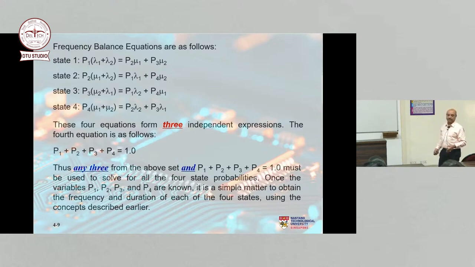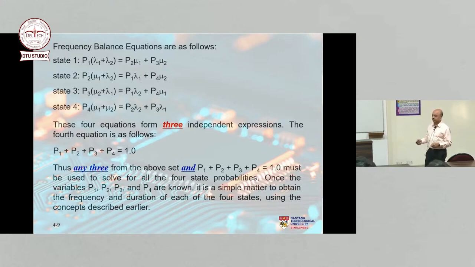That's how we calculate the probabilities using the frequency balance approach. And of course, once you know the probabilities, then the frequencies are obviously known. You can calculate the frequency either using this or this. And once you know the frequency and the probability, you can find the duration. So that's how we go from probabilities to frequency and duration, or from frequency to probability and then find the duration. Okay.